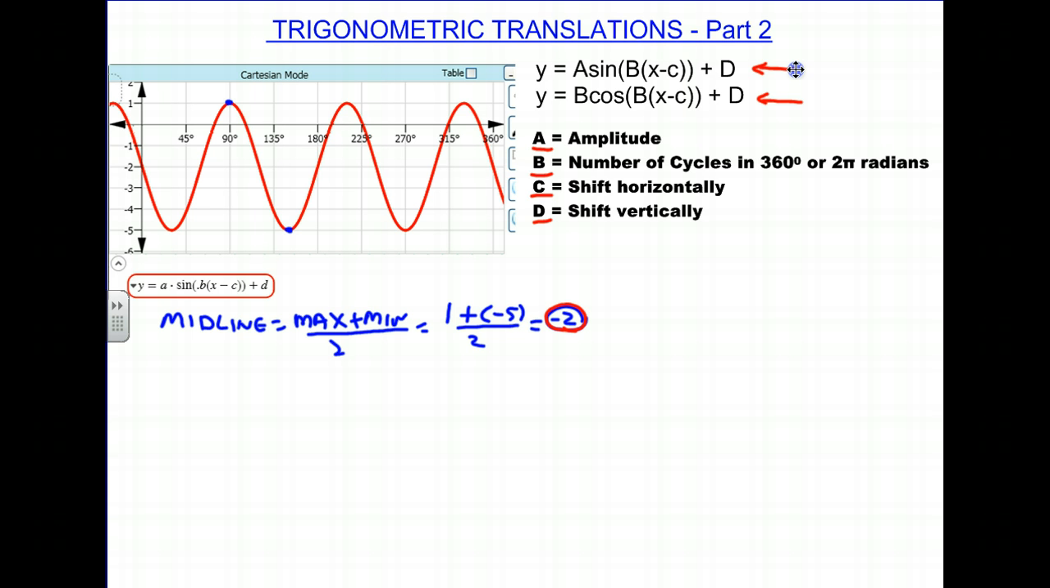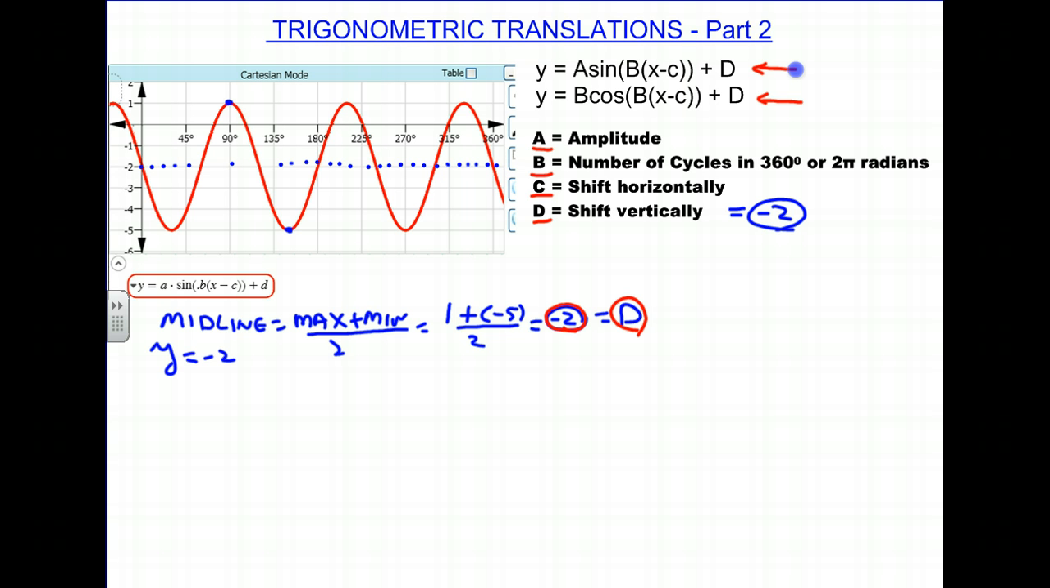And that also gives you our value of D. So that's D, and we will write that down here. D is equal to -2. And we'll sketch in the midline. Midline is at y equals -2. So let's sketch that in. I always find it easier to see what's going on when I have the midline sketched in.